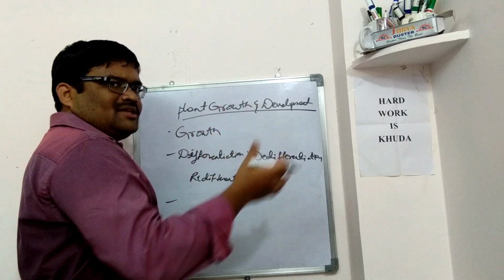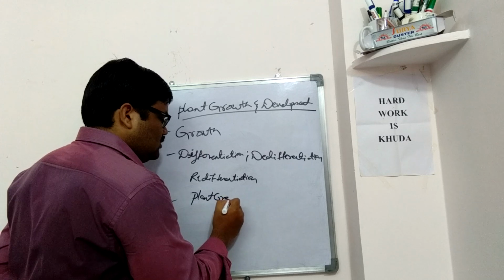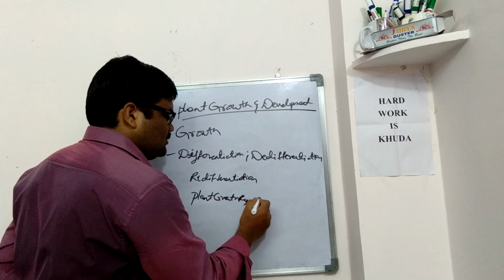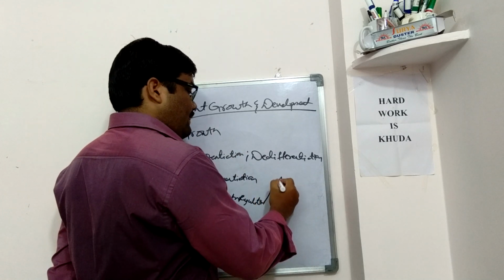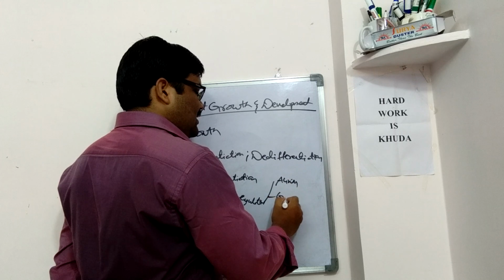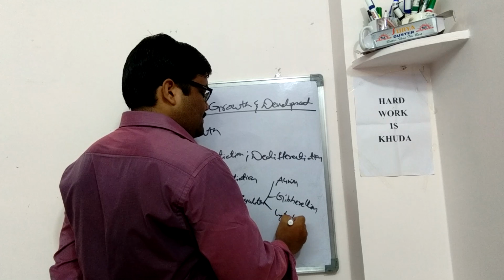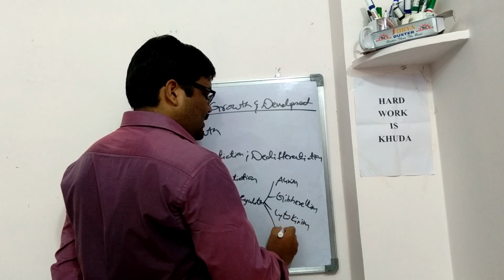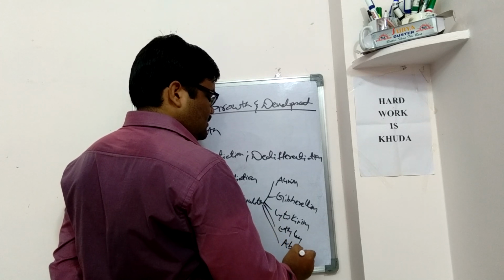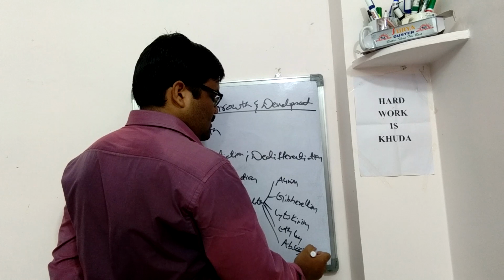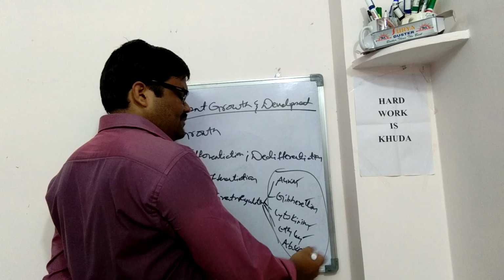Then, understanding the different plant growth regulators is very important. There are physiological effects of plant growth regulators like auxins, gibberellins, cytokinins, ethylene, abscisic acid. Their physiological effects we have to understand, okay? Like auxins, gibberellins, cytokinins, ethylene, abscisic acid.